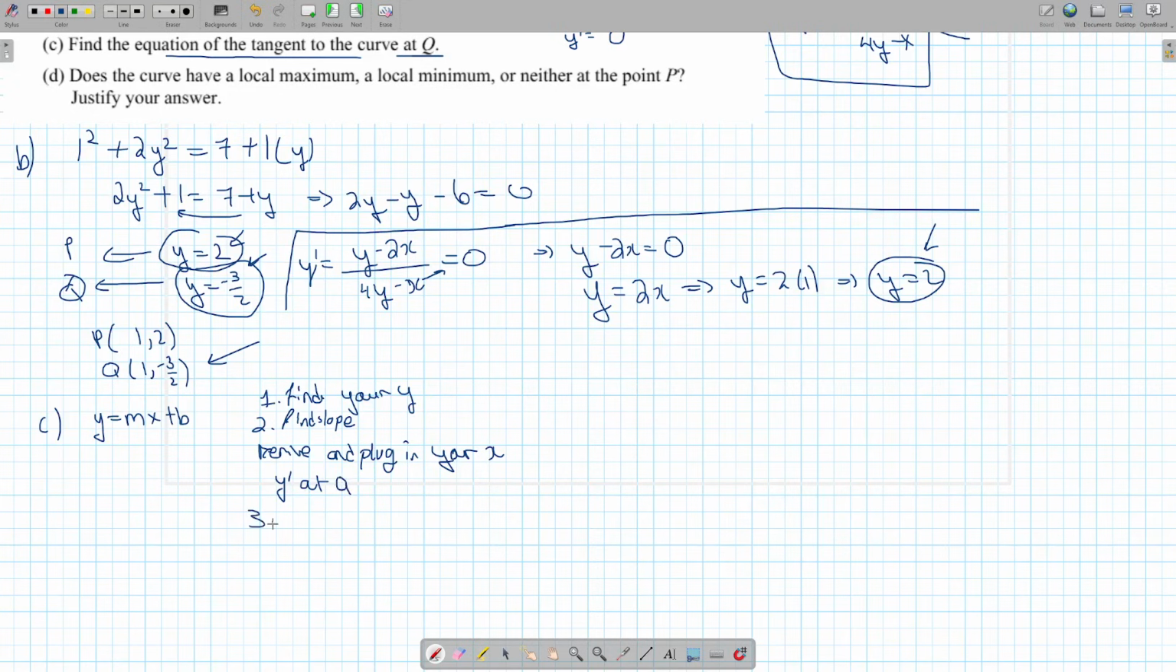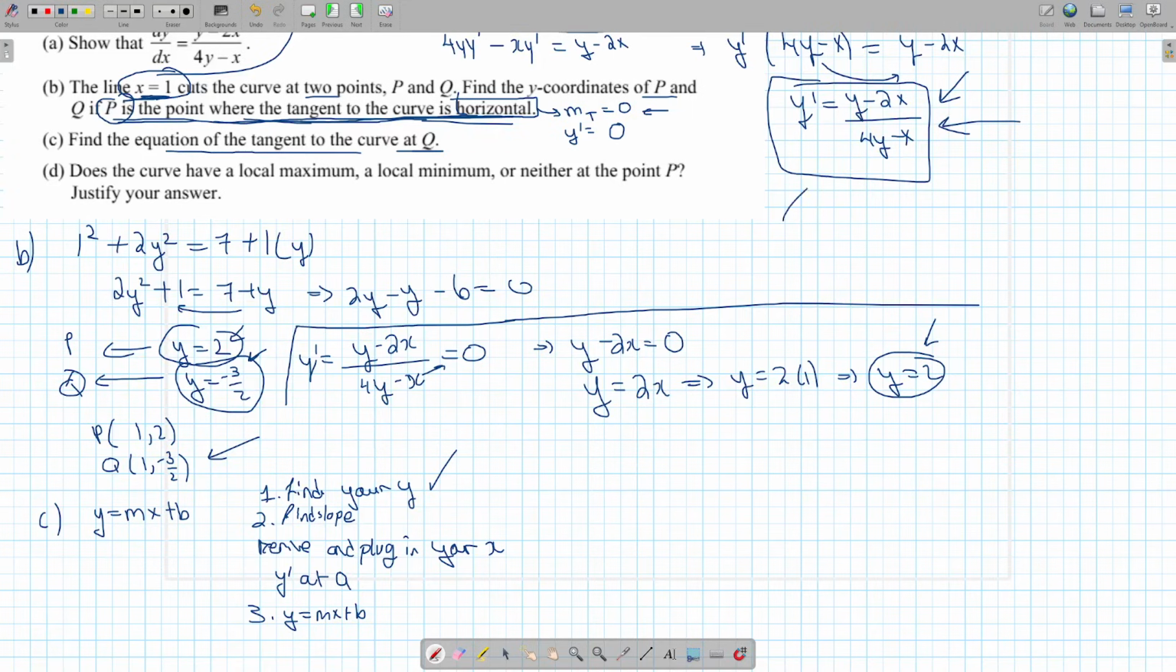Step 3 is to use y equals mx plus b. We have our y already, we take that. We need to find our slope. We already have an expression for y prime. Remember, slope, always relate that to y prime or to the derivative. So how do I find my slope? I just need to plug in our Q into y prime. Y prime is equal to y minus 2x over 4y minus x. What's y for Q? It's negative 3 over 2.